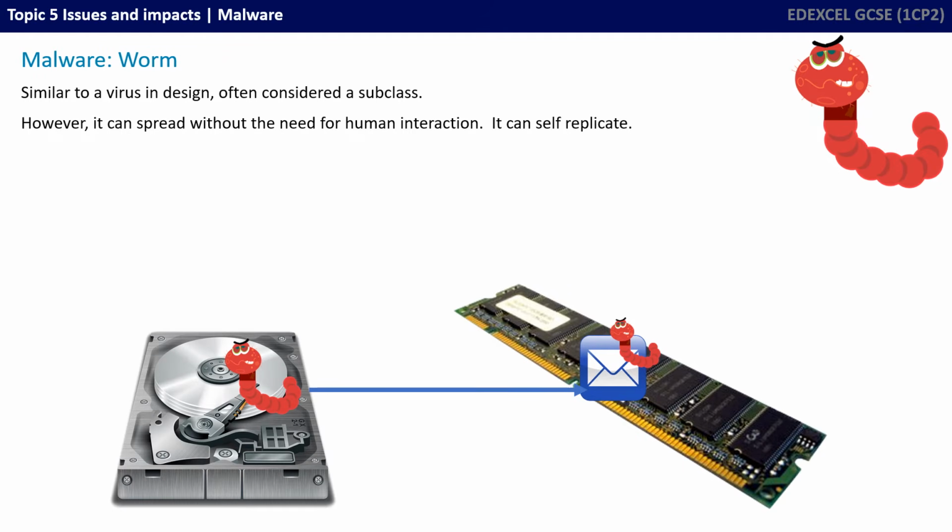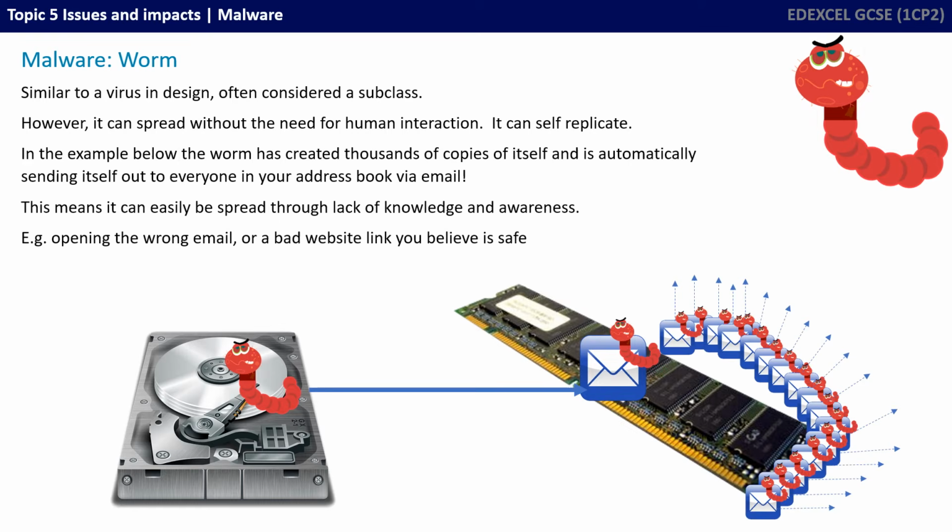So a worm is similar to a computer virus in design, and it's often considered a subclass of computer virus. However, the difference here is a worm can spread without the need for human interaction. It has the ability to self-replicate. In the example below, the worm has created thousands of copies of itself and is automatically sending itself out to everyone in your address book via email. This means it can easily spread through lack of knowledge and awareness.